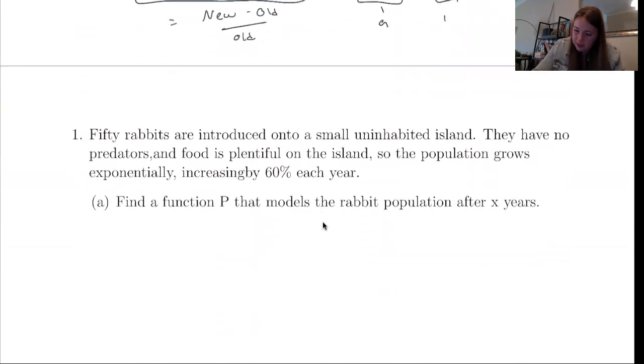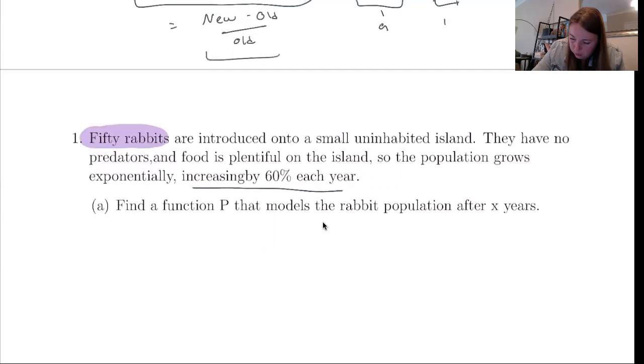So 50 rabbits, ooh, tricky, they didn't put a number. 50 rabbits are introduced into a small uninhabited island. Crazy, rabbit island. One second. Whew. They have no predators and food is plentiful. Basically, they can just keep going, right? So the population grows exponentially, increases 60% each year. Okay, so I said new minus old over old. We call that like the percent change.